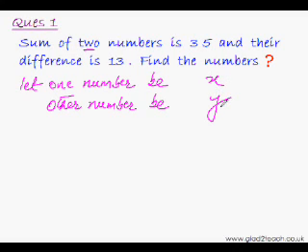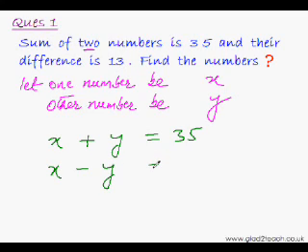Now that we have assigned the variables, the next step would be to create the equations. And since here there are two variables, we need two equations. Sum of two numbers is 35. That means x plus y is equal to 35. And their difference is 13. So x minus y is equal to 13. And with that, we have successfully created two simultaneous equations.